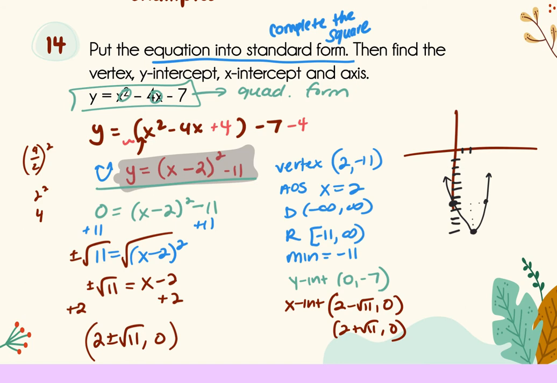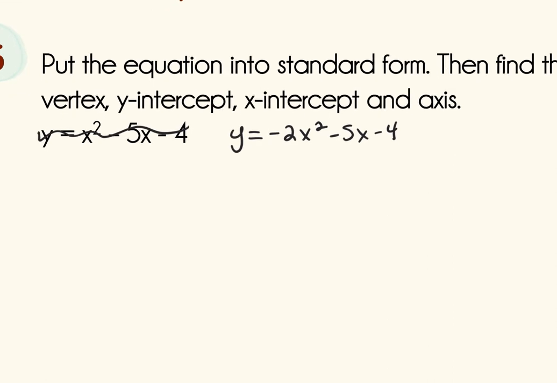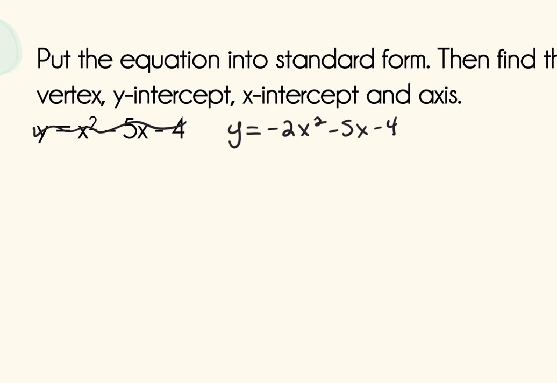All right, we changed this one. So we just made it so that one, we're practicing with the number on the front, and two, we're practicing with the sign change on the one on the front. So we are going to put the equation into standard form. I'm going to do y equals, group together the negative 2x squared minus 5x minus 4.